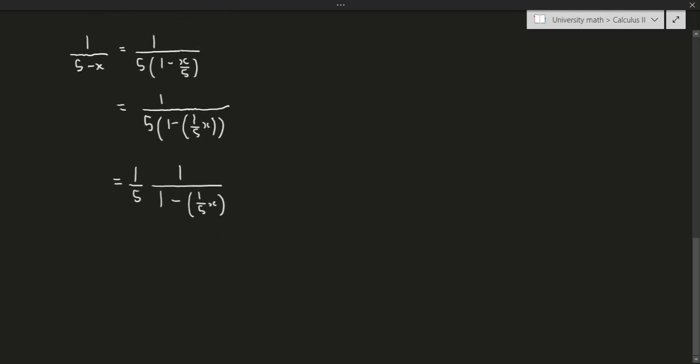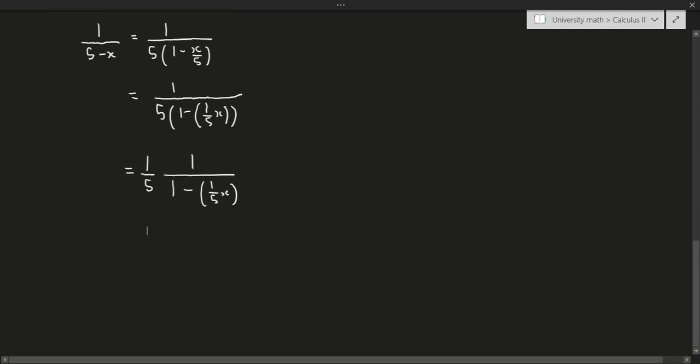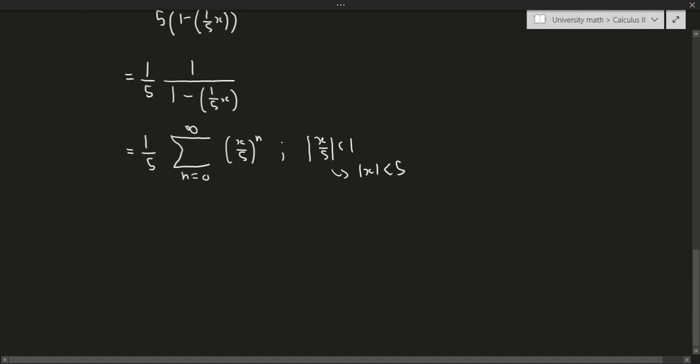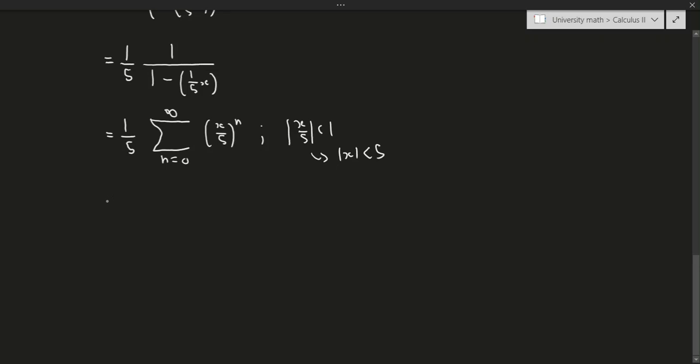Okay, so we can rewrite this part as a power series summation. So we can write this as 1 over 5 times the summation from n equals 0 to infinity of x over 5 to the power of n, and of course in this situation, the absolute value of x over 5 is less than 1, which implies directly that the absolute value of x is less than 5. Okay, so what does this mean? Well, we could now go ahead and write this as the following.